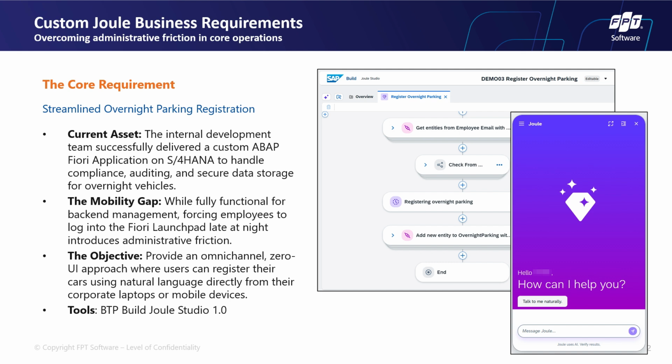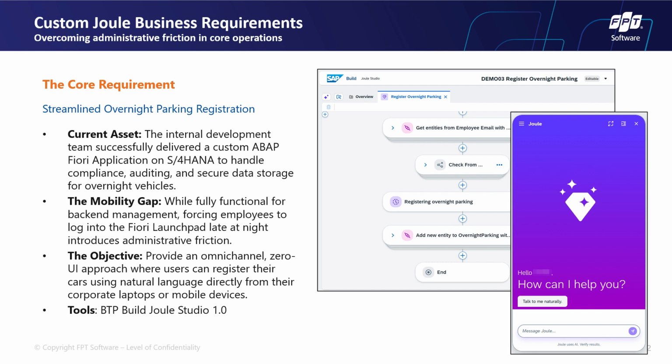So first, our customer has a parking management system, but they don't allow employees to park a car or motorbike overnight. So when employees want to do that, for example when they have overtime work, they will need to register their overnight parking in the system.